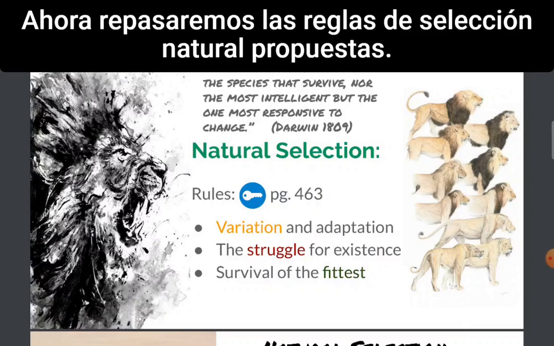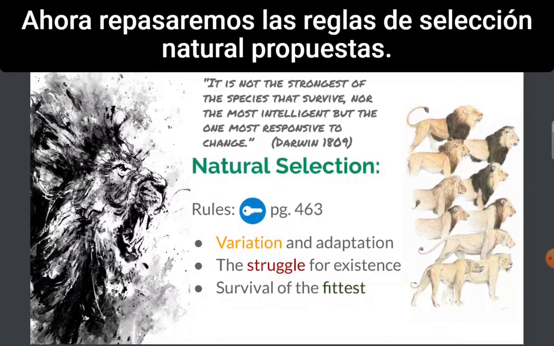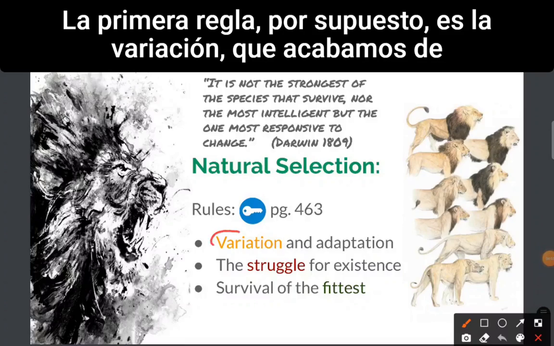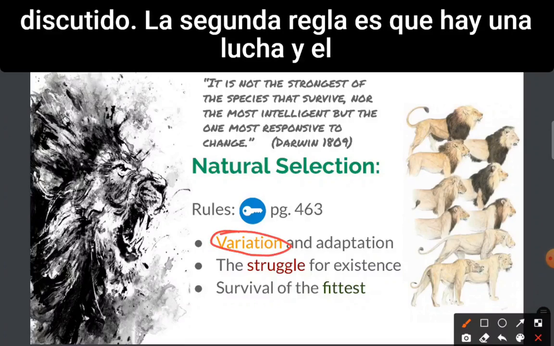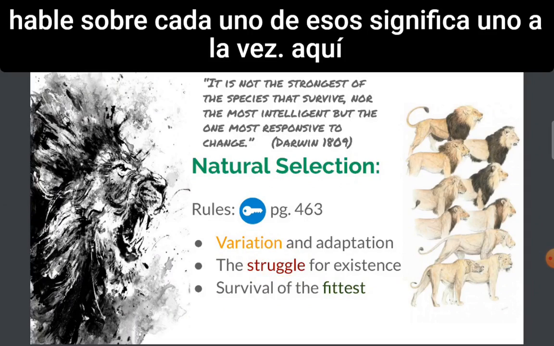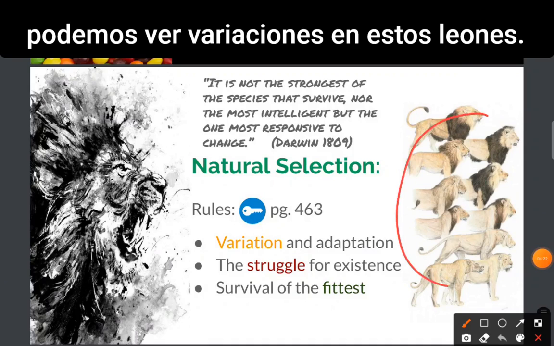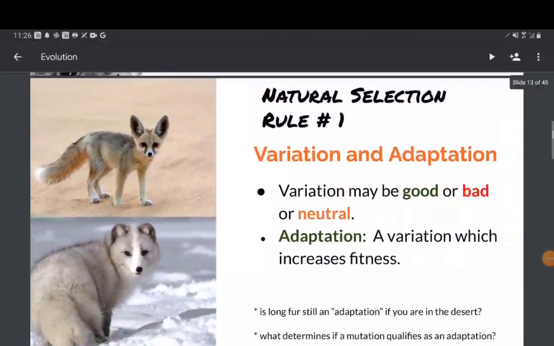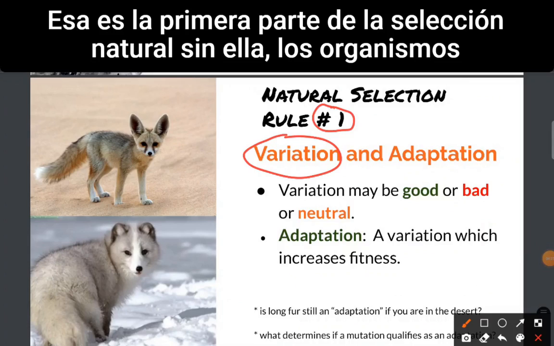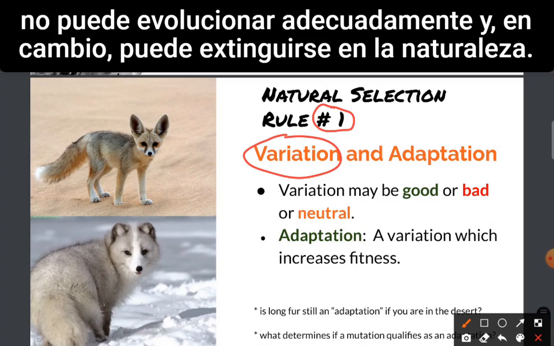We will now go over the rules of natural selection as proposed by Charles Darwin. The first rule, of course, is variation, which we have just discussed. The second rule is there is a struggle. And the third rule is the survival of only the fittest. And we'll talk about what each of those means one at a time. Here we can see variation in these lions. Variation is needed. That is the first part of natural selection. Without it, organisms cannot properly evolve and may go extinct instead.